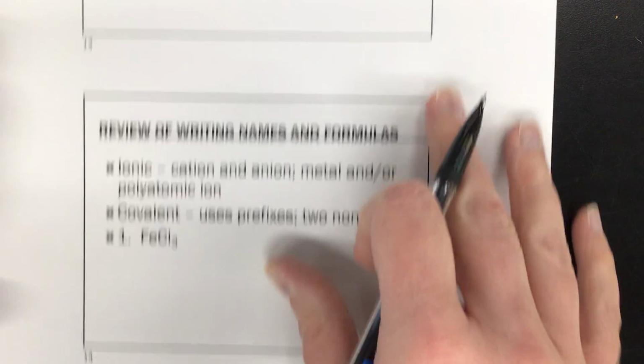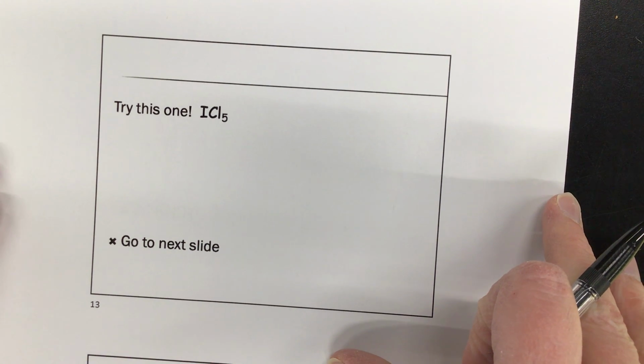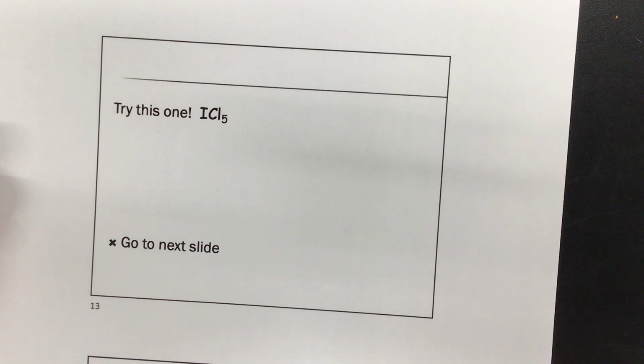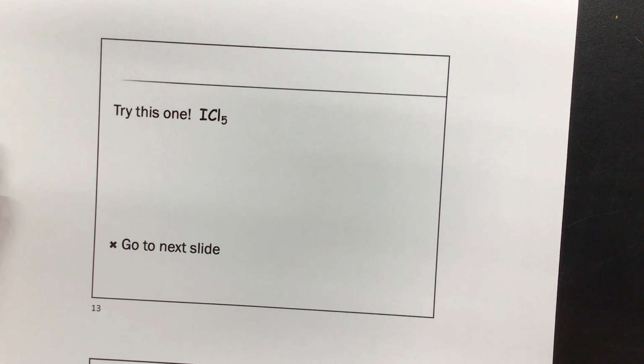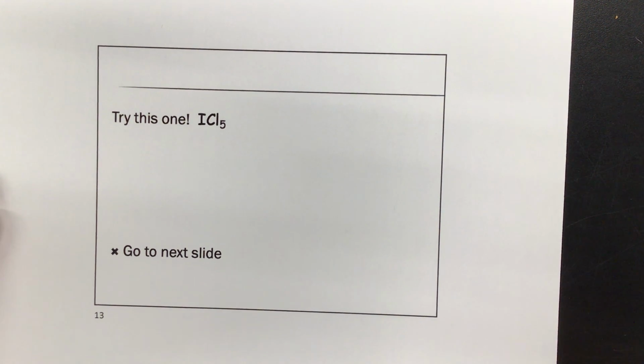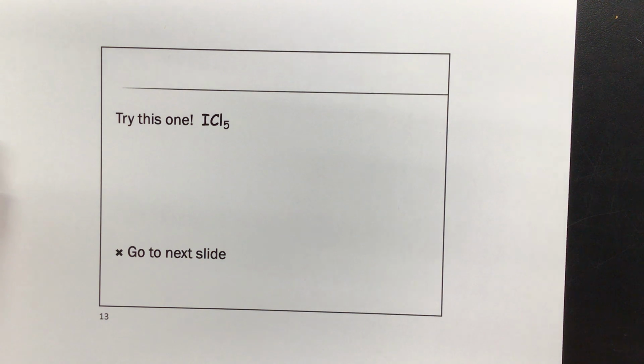So try this one. Is ICl5, so just hang tight. Oh, I will hang tight anyway. You pause the video, give this one a try, because again, everything makes sense when you watch me do it. It's when you try it that you actually start learning things. I'm waiting. Did you fast forward?